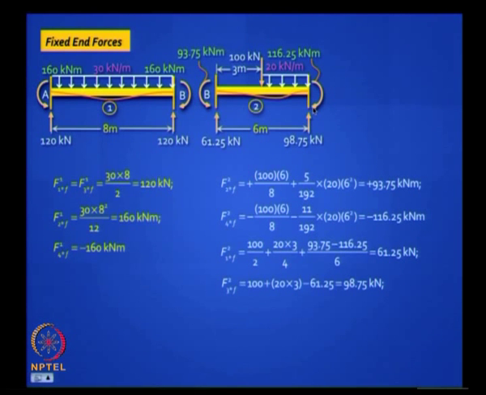So you have a difference in moment, 116.25 minus 93.75, acting clockwise, which means that difference divided by 6 meter will add on to your shear here and subtract the shear here. Is it clear? So you have to do these two calculations carefully. Let us go through it carefully.